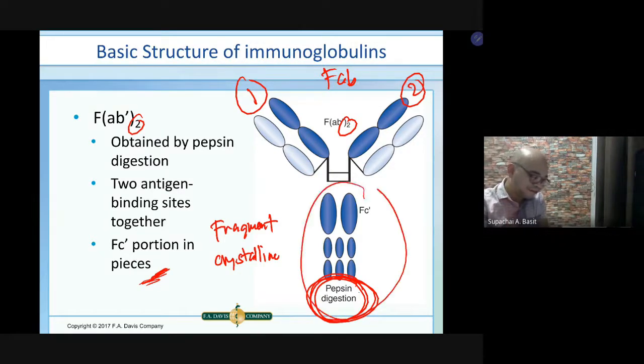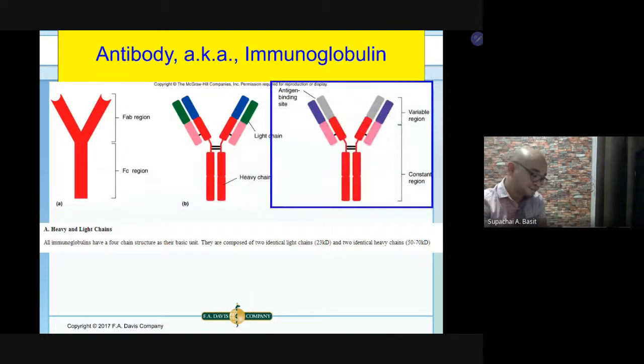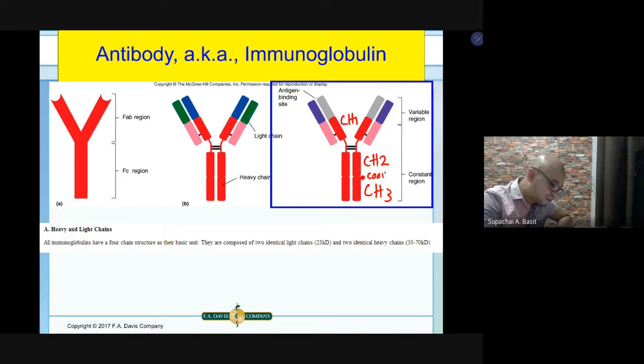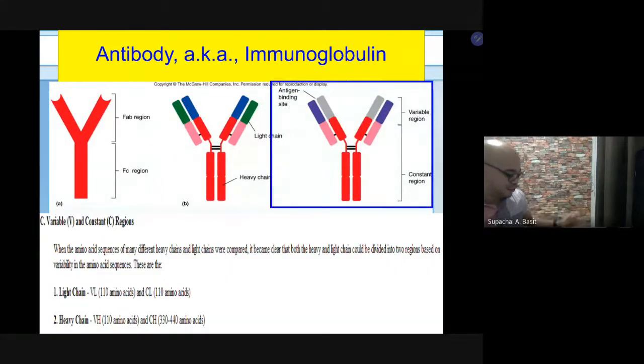So this one, fragment crystalline. Incidentally, fragment crystalline is made up of two heavy chains. To be more exact, it is made up of CH2 and CH3. I hope it's clear, because CH1 is found in the FAB. So the FC portion has CH2 and CH3, constant heavy chain 2 and constant heavy chain 3, and in between you can actually find the carboxyl terminal here. So this is the structure of the immunoglobulin.